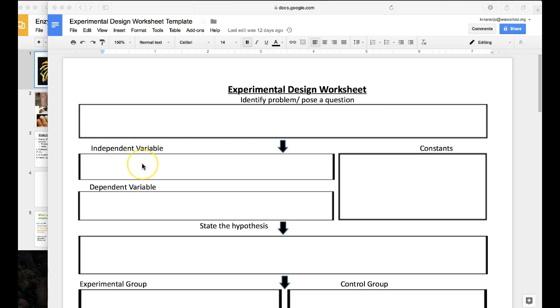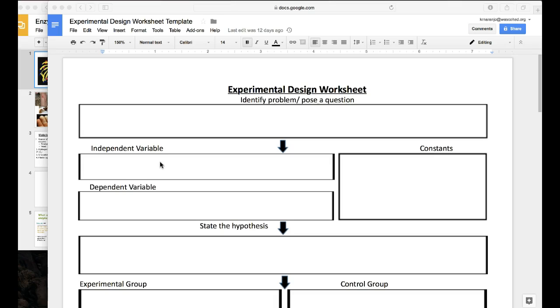In the box that says independent variable, you will be discussing what the independent variable of your experiment is. In other words, what is the thing that you're going to choose to test for this particular experiment? And so I'll give you a few options in a bit to show you what are some things that you can test.